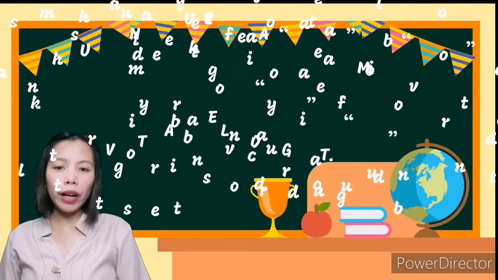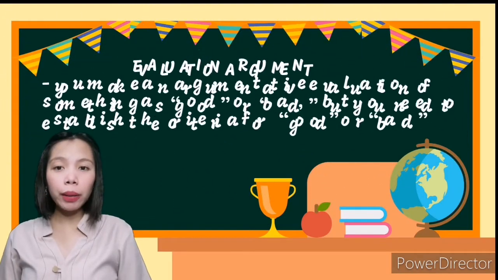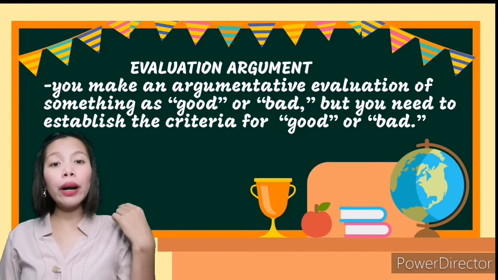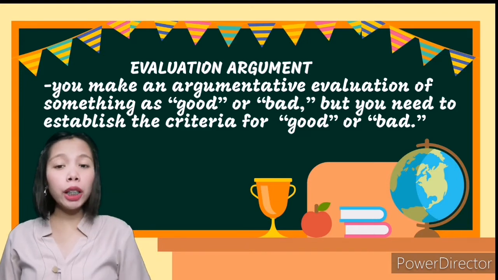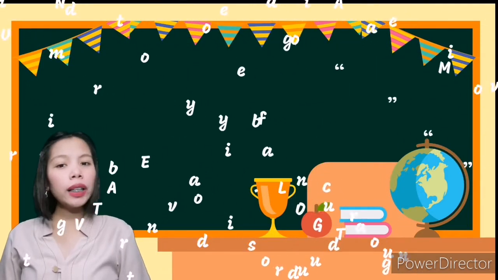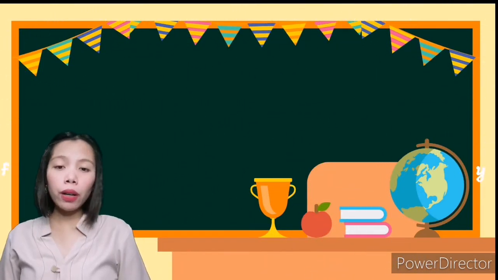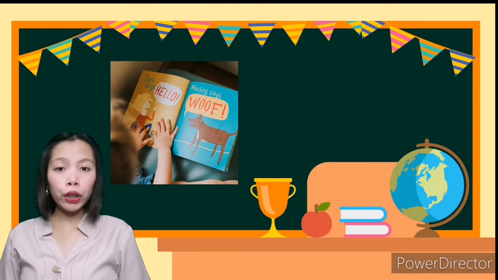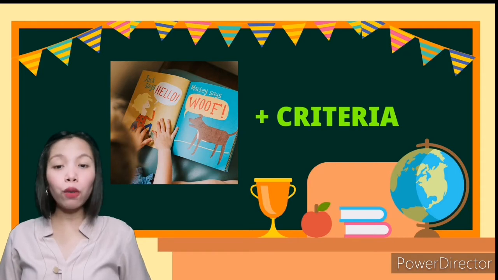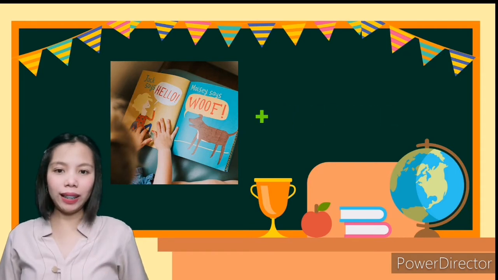Evaluation argument. In this type of argument, you make an argumentative evaluation of something as good or bad. But you need to establish the criteria for good and bad. For example, you might evaluate a children's book for your education class, but you would need to establish clear criteria for your evaluation for your audience.